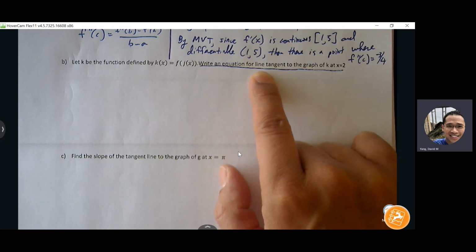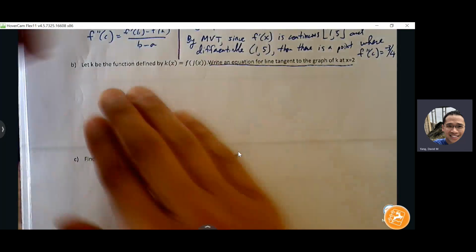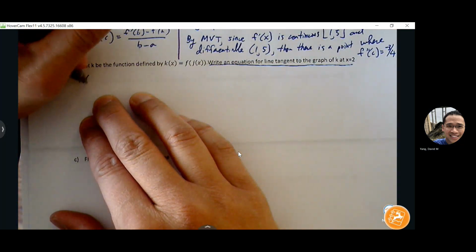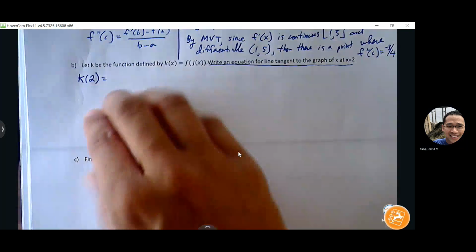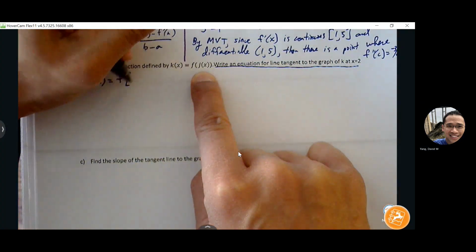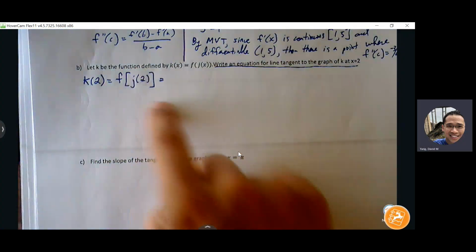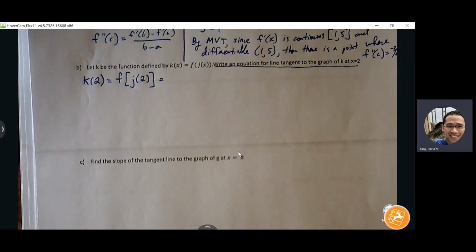Slope and points. Okay, so we want to find k of 2. So let's start there, k of 2. That's going to be our ordered pair. We have to go through this process here. We've got to do f of j of 2, and we've got to go through this process to get to our y value.